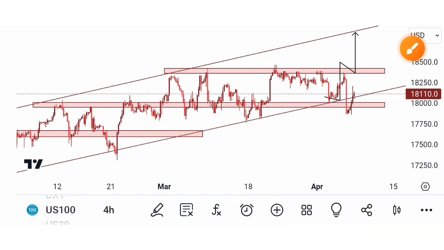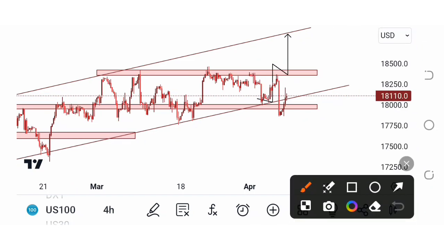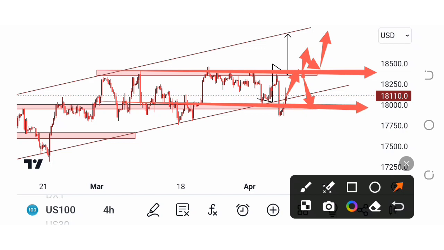So maybe what we can do for the week that is coming is we can wait for price to come back to this resistance, and this is where we would like to sell, because should the market then break above this resistance, then it would mean it's a continuation for buys. And if the market respects that resistance, it means we can sell that market back to this support.